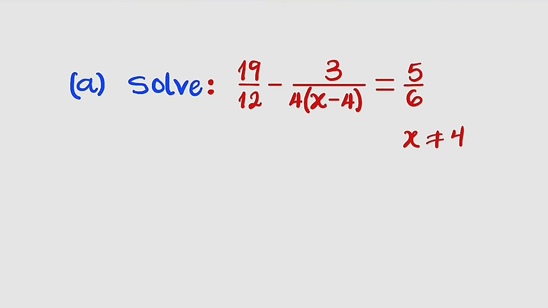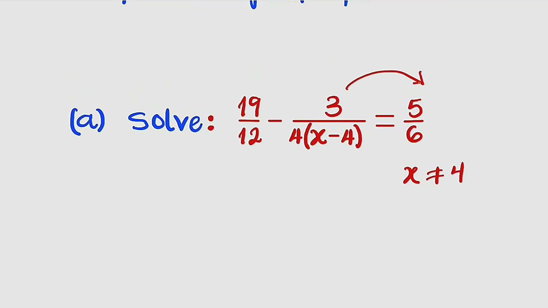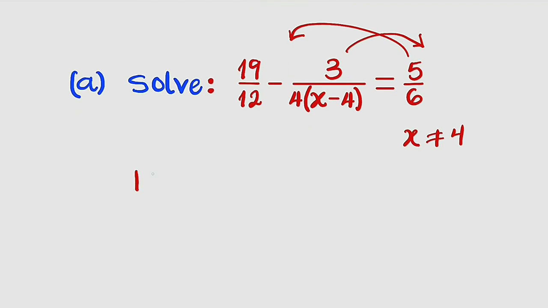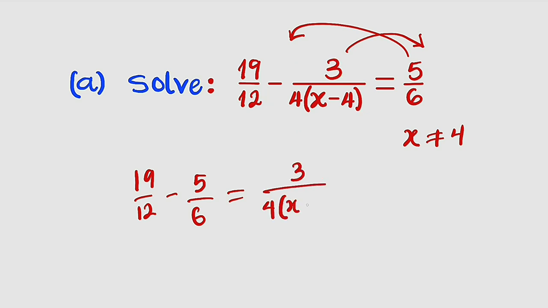All right. And I would like to take this term to the other side and bring this one backward. So we have 19 divided by 12 to the left. As this crosses over, it becomes negative 5 divided by 6. As this crosses over, it becomes positive 3 divided by 4 multiplied by x minus 4.